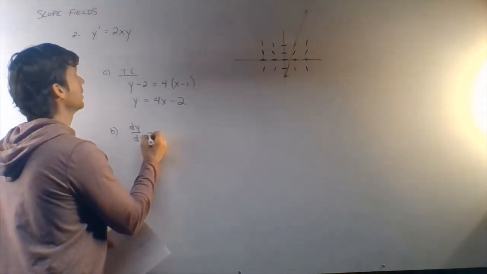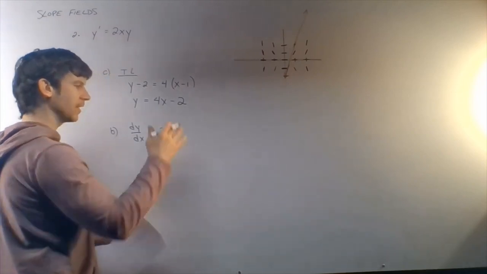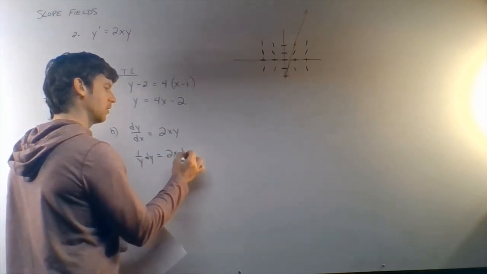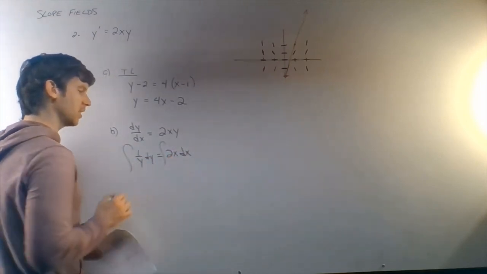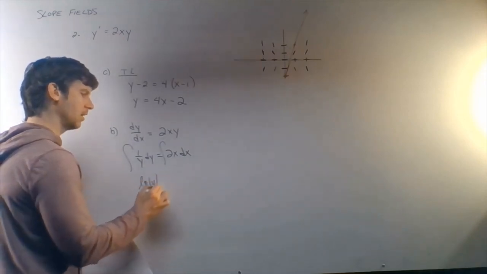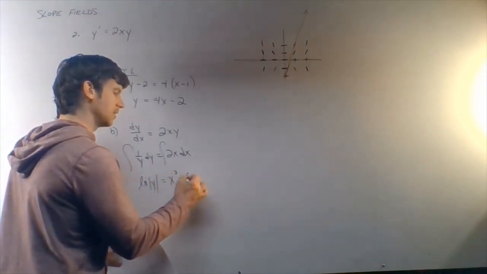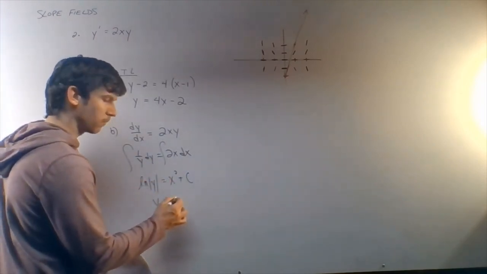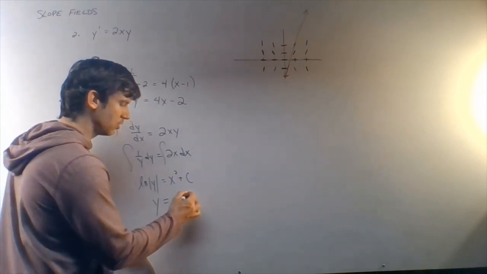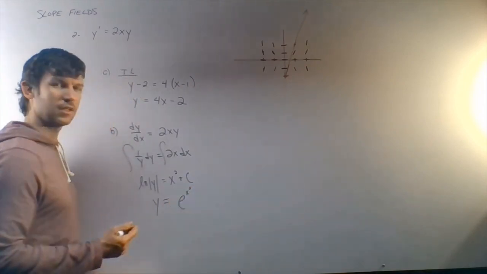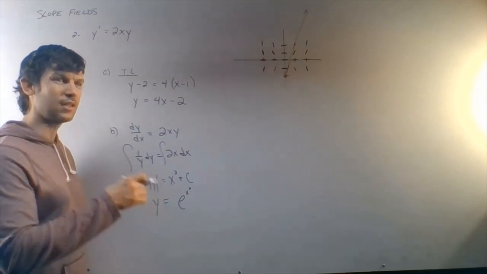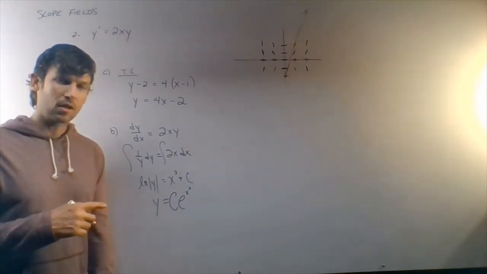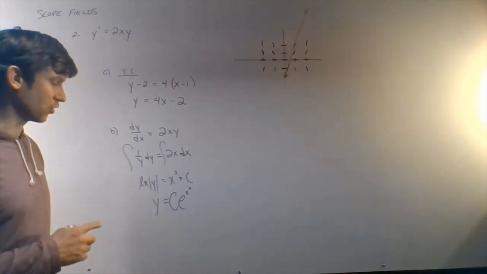dy over dx equals 2xy. To separate that, we're going to divide by y, 1 over y dy. We're going to leave the 2x over there. We can now integrate both sides. We get the natural log of y equals x squared plus c. Use e on both sides, so we get y equals, remember this? If it's e to x squared plus c, it's like e to the x squared times e to the c, e to the x squared times a constant, okay? That's what our equation is. That's the solution to our differential.